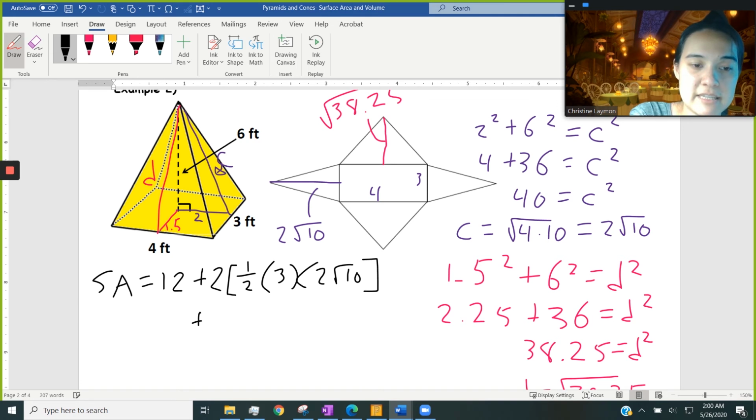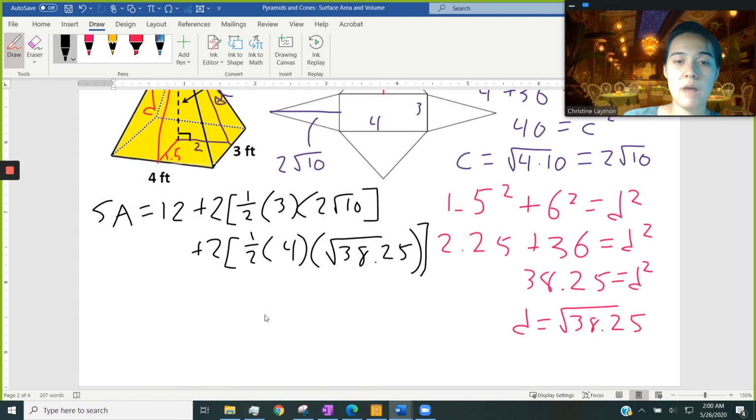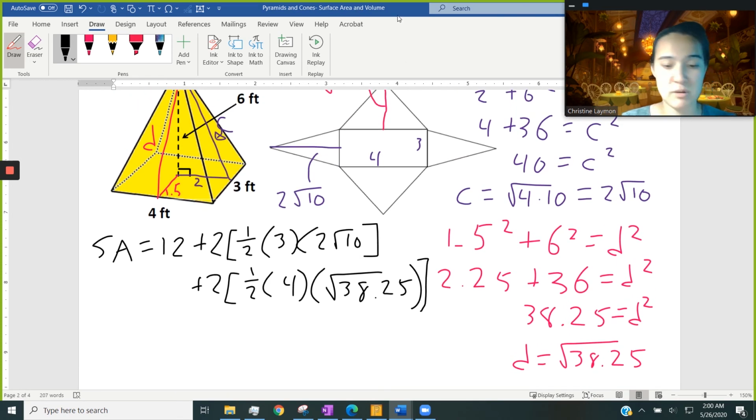Let's go and do the second set of triangles. 2 times 1/2. This time a base of 4 and the square root of 38.25. Okay, so again, this second set here came from these 2 triangles up there. And there's a lot of writing going on here, I know. I'm going to go ahead and just plug it into a calculator. It's perfectly fine to do that. But do notice that these 2 and that 1/2, they will cancel out.